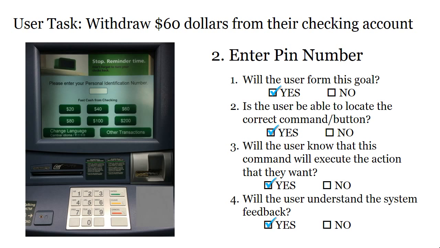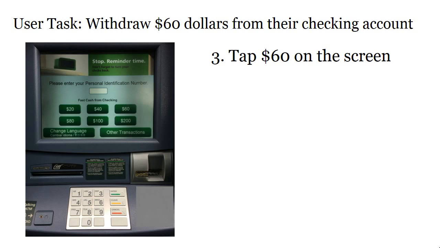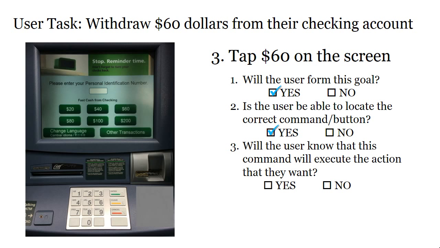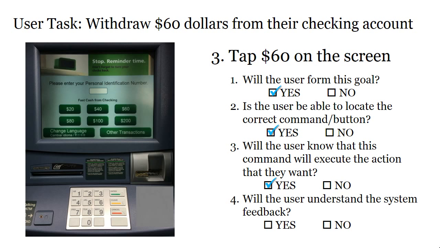And we'll say yes. And then for tapping $60 on the screen to receive $60, will the user form this goal? We'll say, yep, it says right there, fast cash from checking, and it has different dollar amounts, and 60 is one of them. Will the user be able to locate the correct command or button? Yep, it's right there, very bold on the screen. Will the user know that this command will execute the action that they want? We'll say yes. $60, it's very obvious, it's right there. And then finally, will the user understand the system feedback? And at this point, the machine will start giving the money out, so we'll say yes, they'll understand.